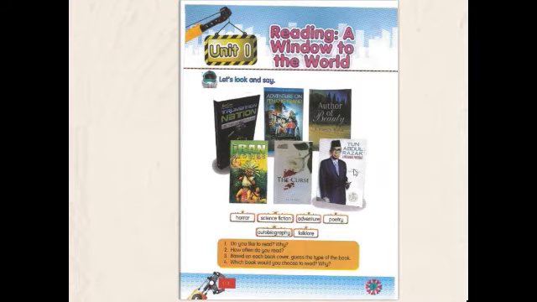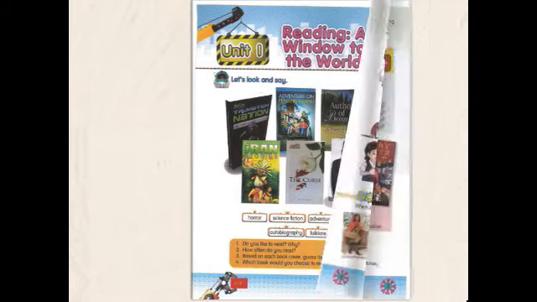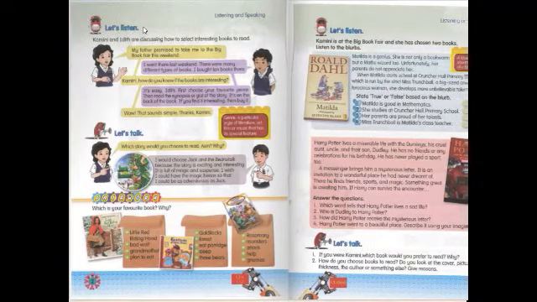It is autobiography. Now, turn to page 2. There are 3 sections, which are Let's Listen, Let's Talk, and Pair Work. Let's do Let's Listen section first. I want you to point your finger to the words as I read.